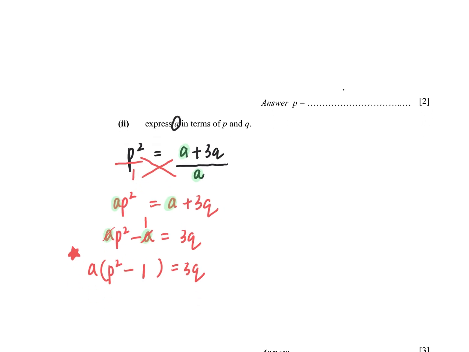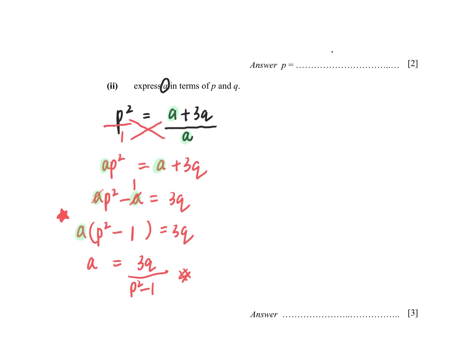Okay? So in order to isolate the A now, that whole chunk I don't want. So bring down to be P square minus 1. Done. So this is algebra also. So this is also part of algebra. Make sure you can.